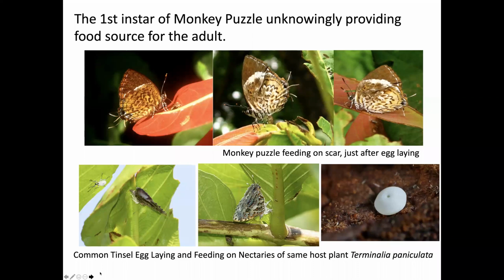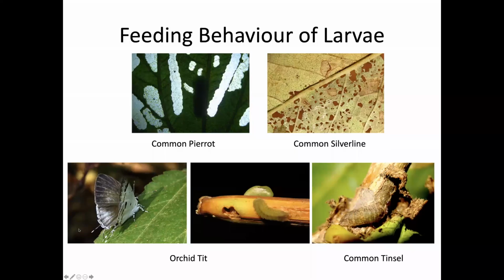This is feeding behavior. Feeding behavior of larvae. On the upper left, you can see the feeding pattern of common pierrot, which is well distributed across India. And you can see their feeding pattern, how it looks. It is basically feeding on host plants called Ziziphus, various species of Ziziphus, and they make such bite marks on the leaves. They eat just the upper surface of the leaves.